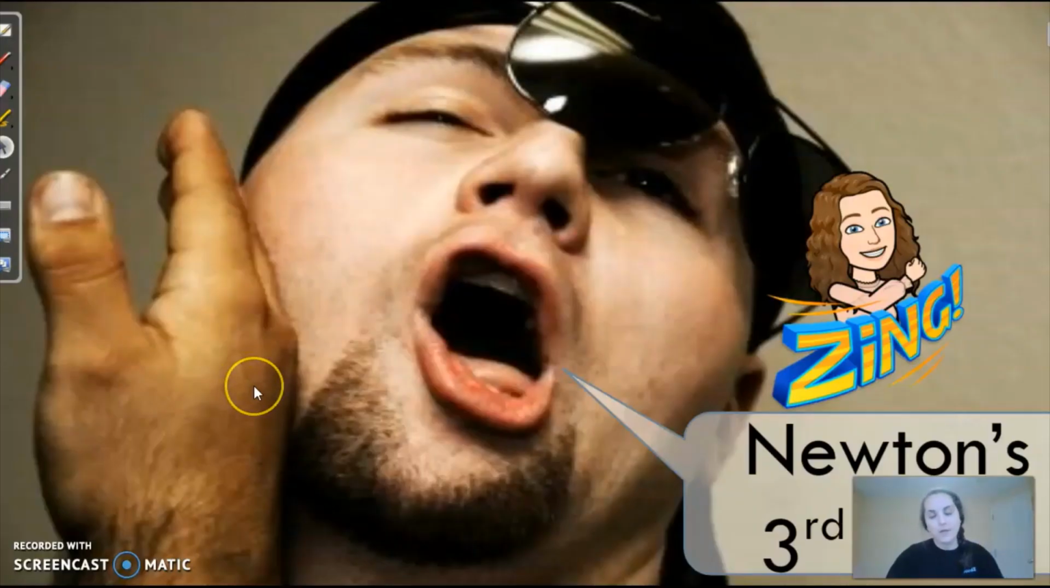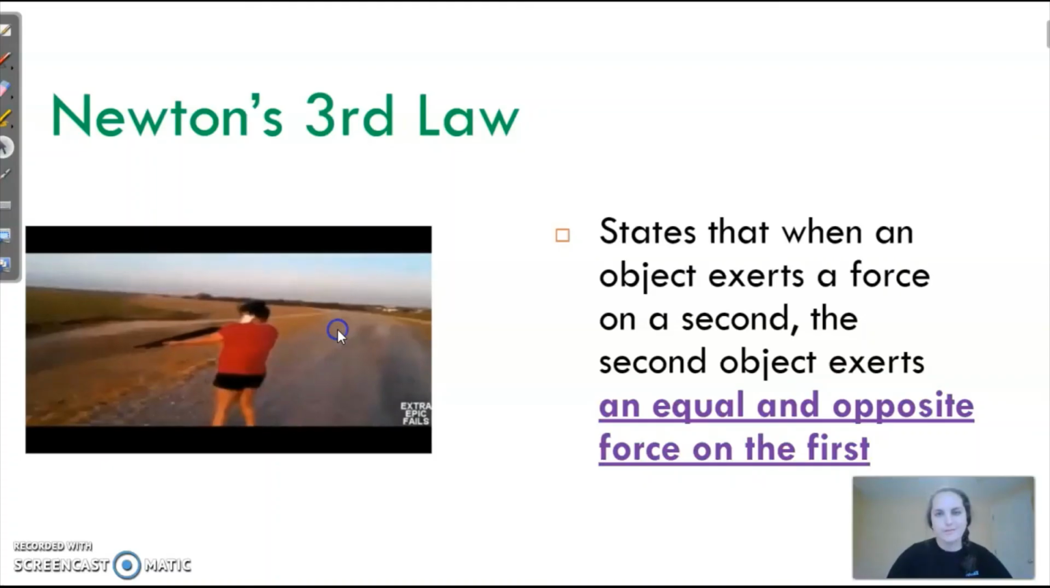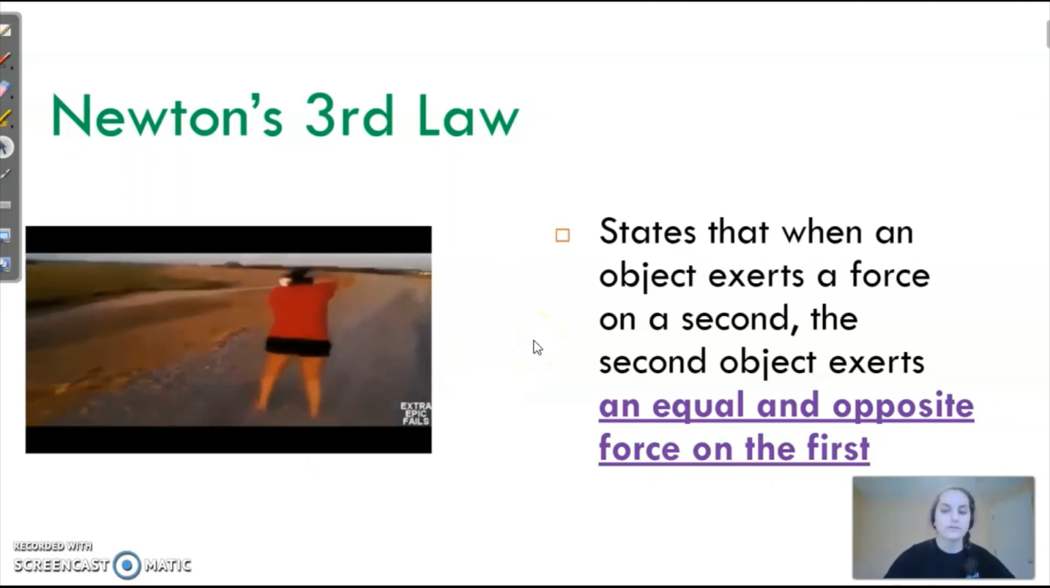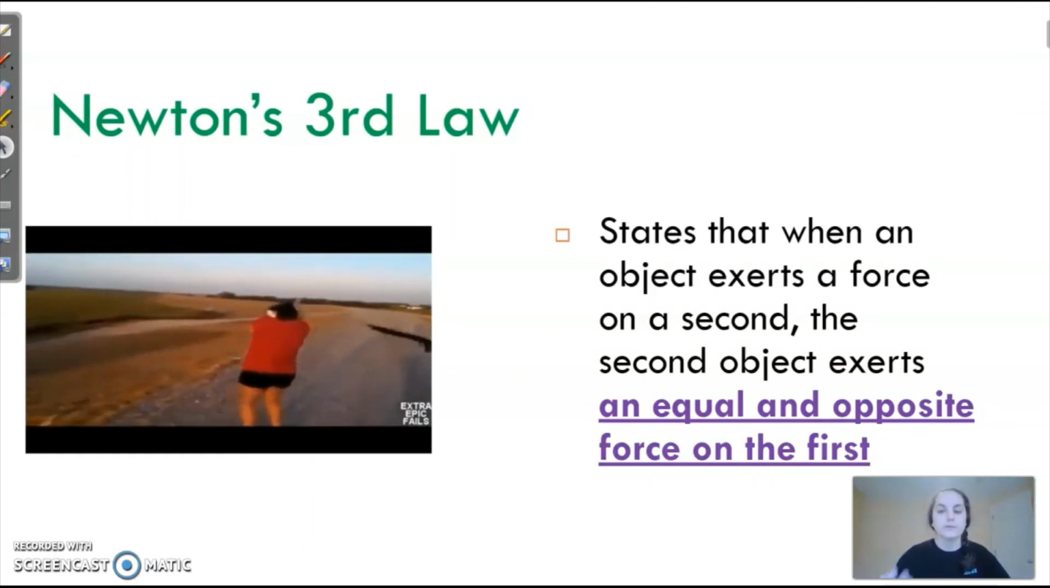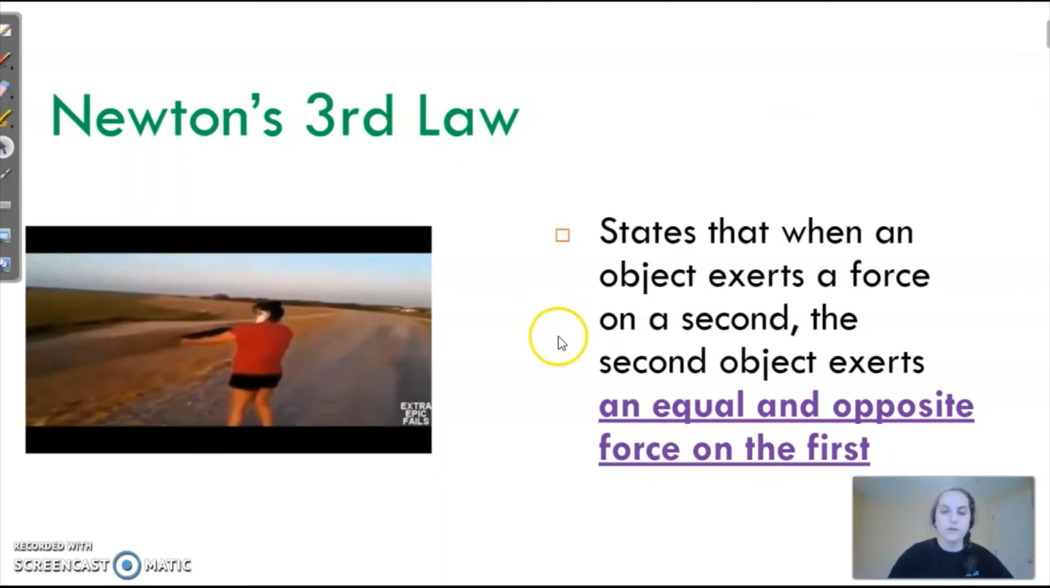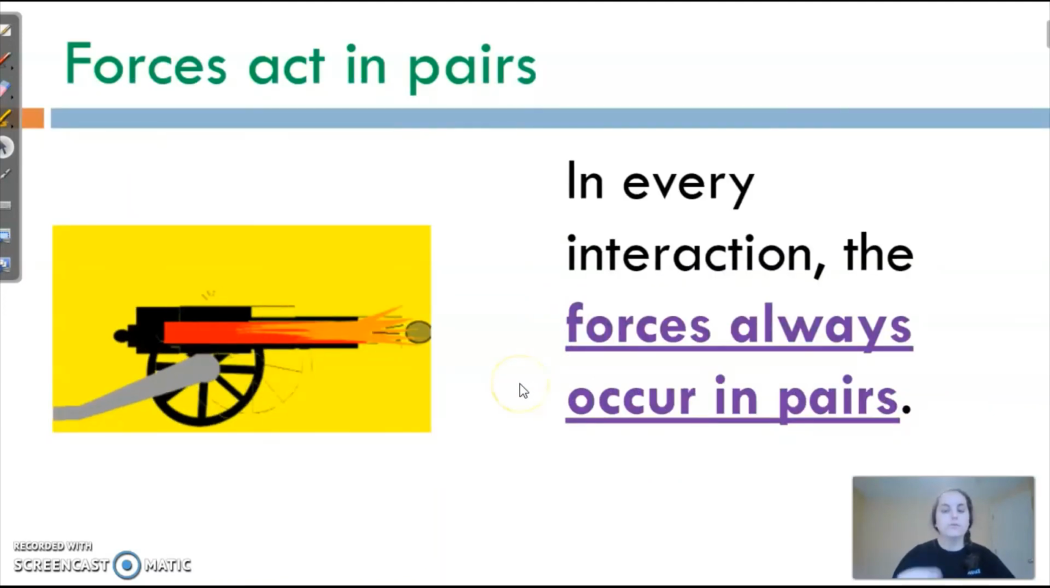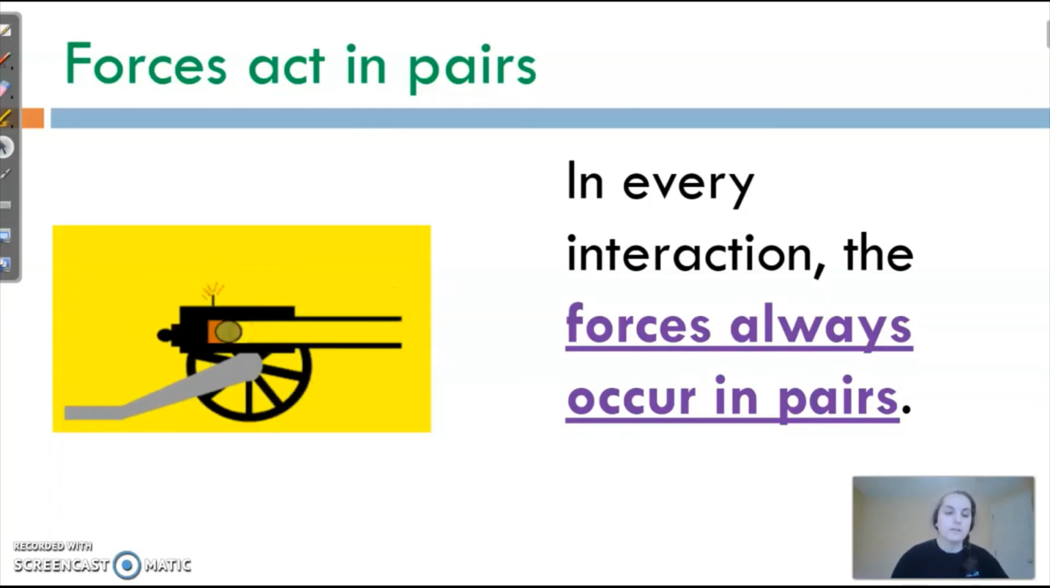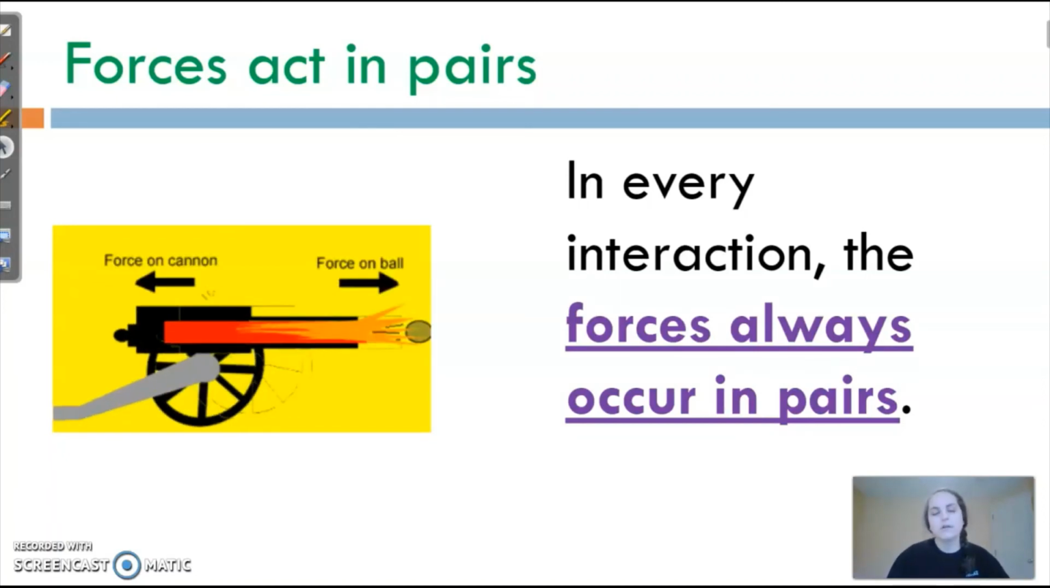So last law, let's talk about Newton's third law. Newton's third law states that when an object exerts a force on a second, the second object also exerts an equal and opposite force on the first. So for every action, there is an equal and opposite reaction. And the best example of this is a cannon and a cannonball. All right, so the force of the cannonball that is leaving the cannon itself is equal and opposite to the force that is recoiling the cannon.